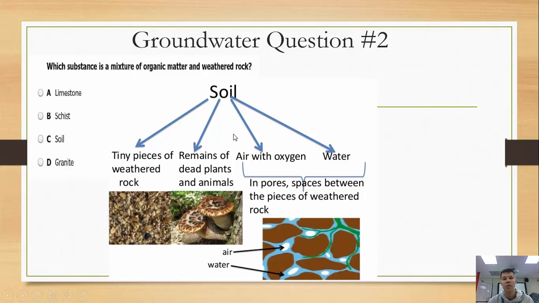If you wanted a little bit more of a complex explanation, soil is actually weathered rock, organic material, as well as some air with oxygen in it and water in between the pore spaces of the weathered rock and the organic material. So C, soil.